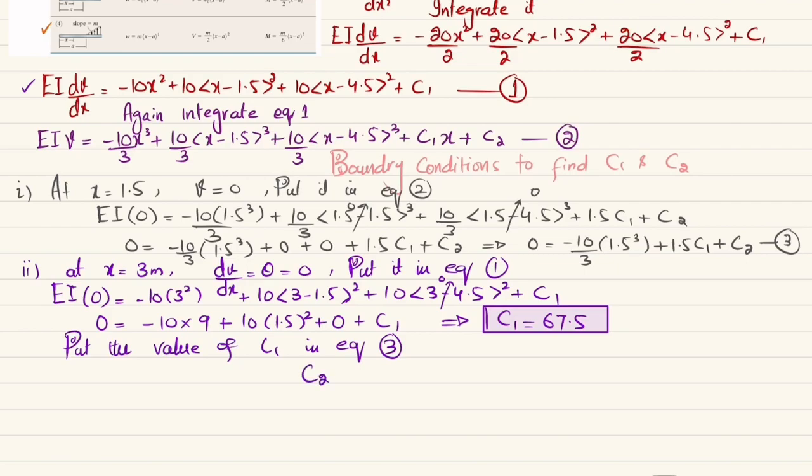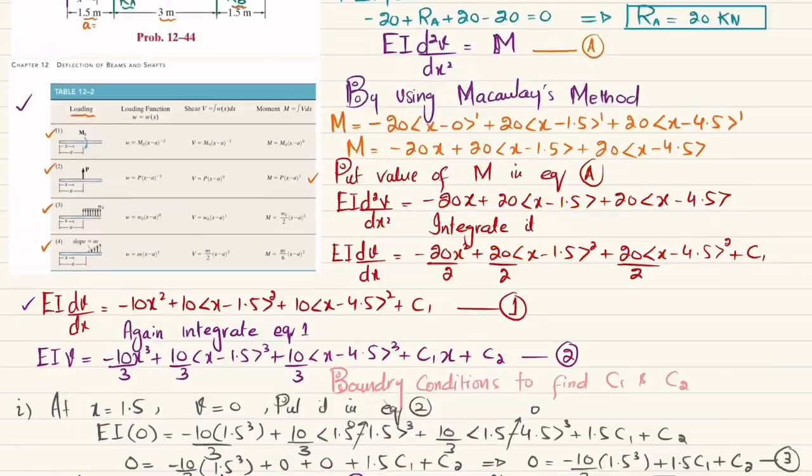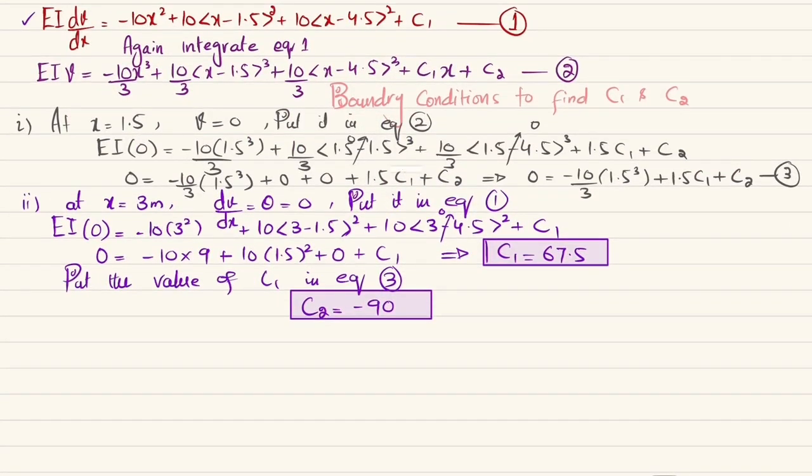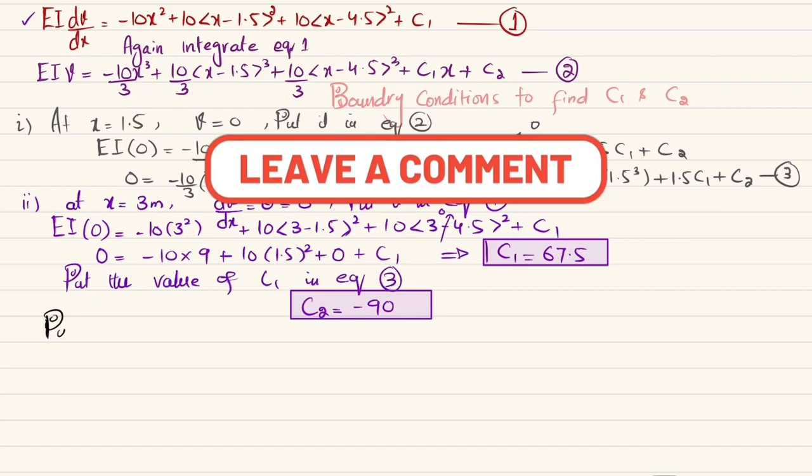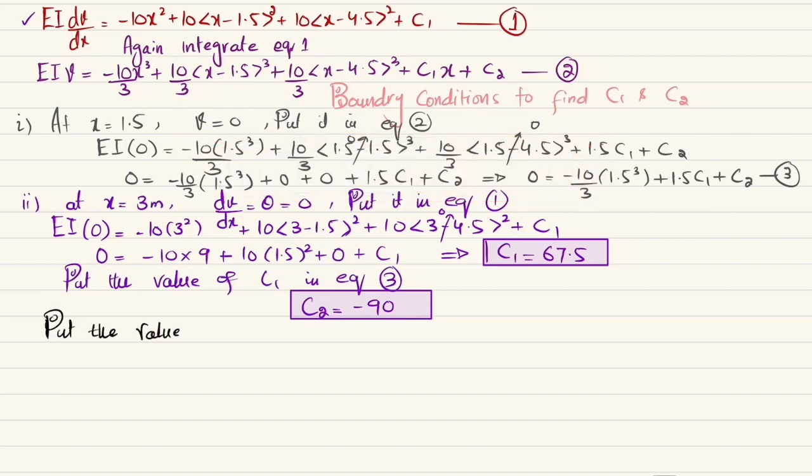So you will get C2, and C2 will be equal to minus 90. Now you have C1 and C2, so we are interested to find out the equation of elastic curve, and this equation number 2 defines it. So what we will do is that we will put the value of C1 and C2 in equation number 2.